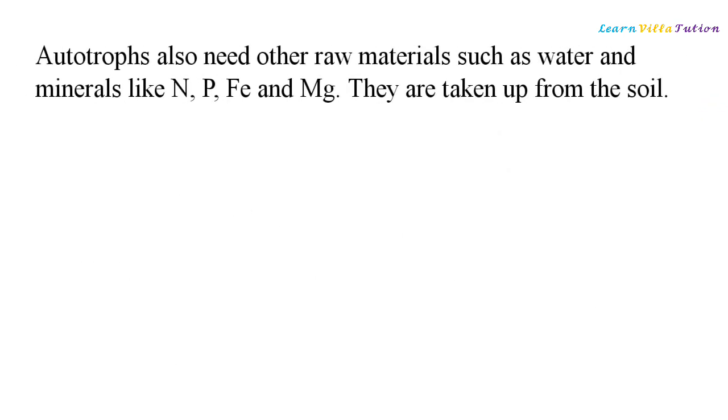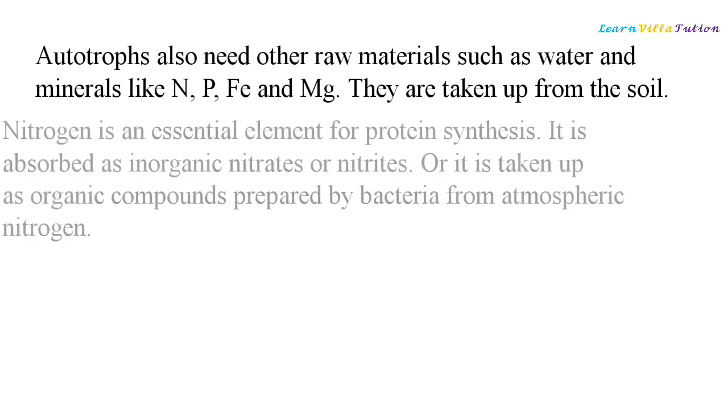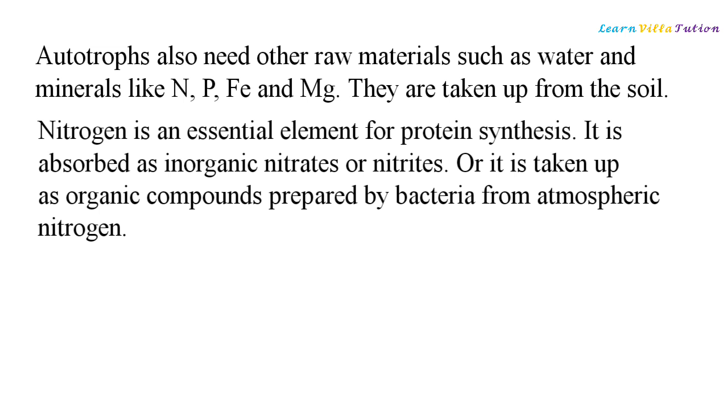Autotrophs also need other raw materials such as water and minerals like nitrogen, phosphorus, iron, and magnesium. They are taken up from the soil. Nitrogen is an essential element for protein synthesis. It is absorbed as inorganic nitrates or nitrites, or it is taken up as organic compounds prepared by bacteria from atmospheric nitrogen.